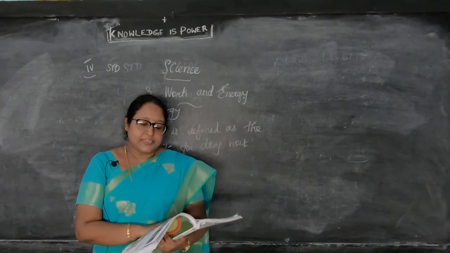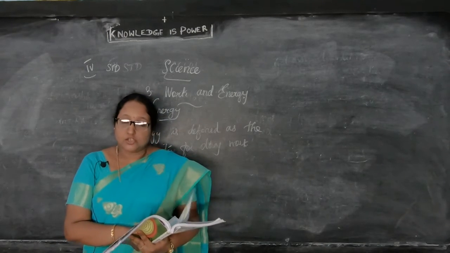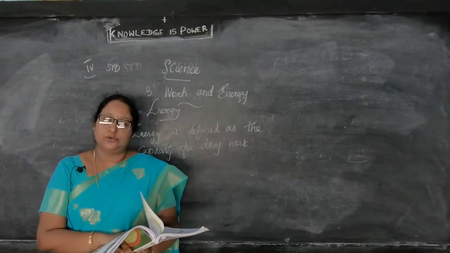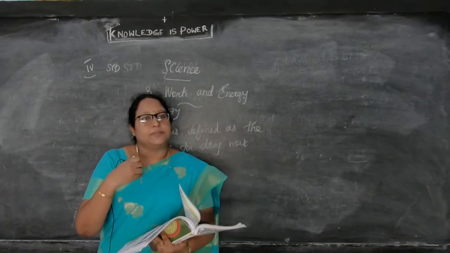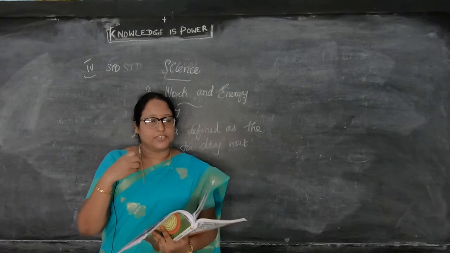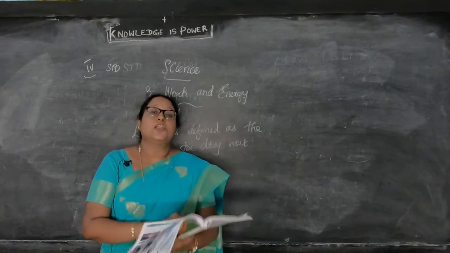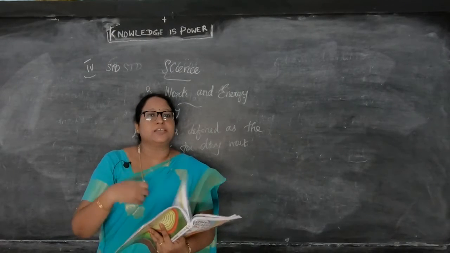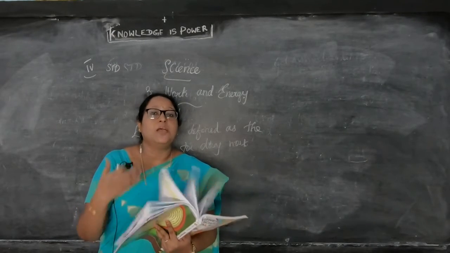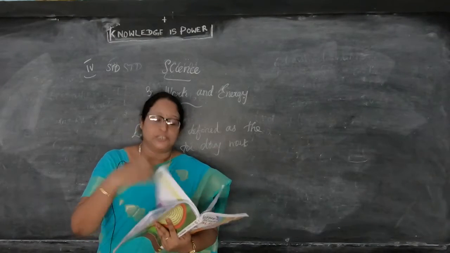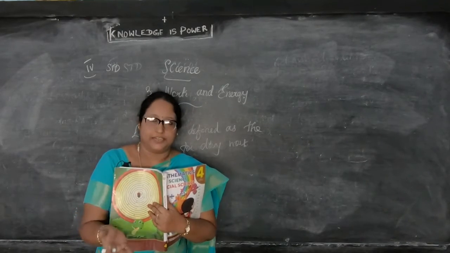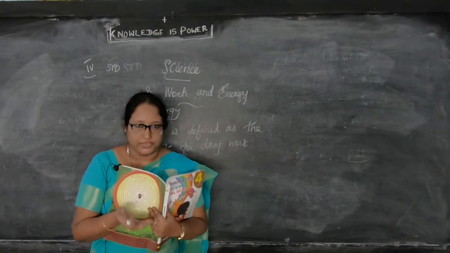Then energy must be transformed to an object in order to do work. For example, I am getting energy by consuming food. Now I am taking class for you. That is, my energy is transformed into work. My energy is transformed to an object. So that is called a work.